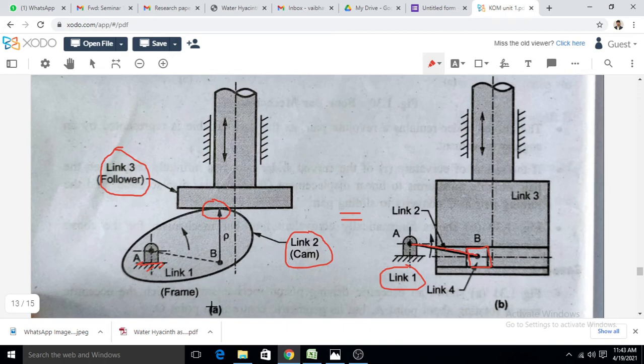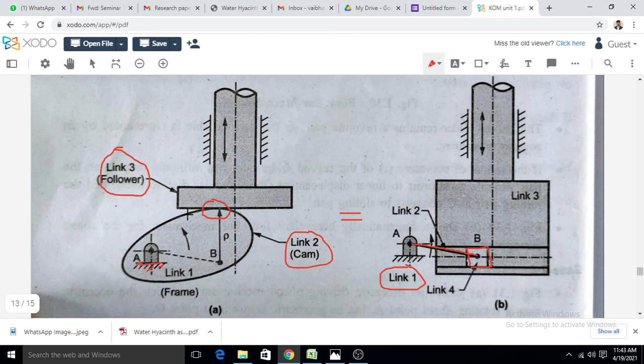At the intersection of the link 3, if we consider figure A, here a higher pair will be present between link 3 and link 4, and which is replaced by the two lower pair. Means this higher pair we can replace by the two lower pair. And what are these two lower pair? Out of these two lower pair, one is a turning pair. This AB is a link 2 and it is a turning pair, means it will perform a circular motion. Okay, and another one is a slider pair.